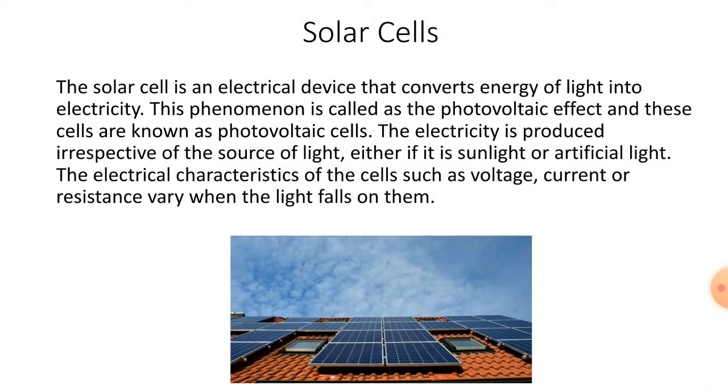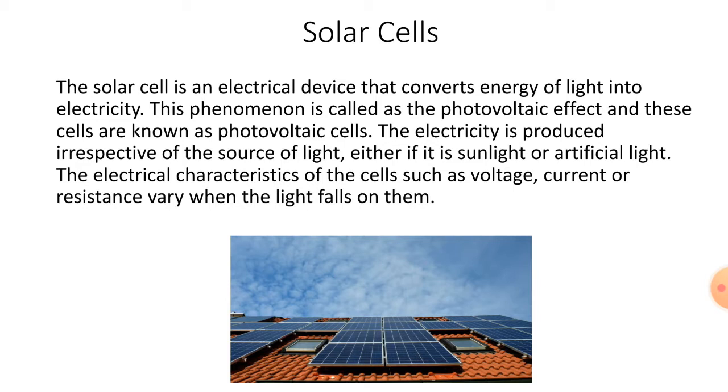Solar cells. The solar cell is an electrical device that converts energy of light into electricity. This phenomenon is called the photovoltaic effect, and these cells are known as photovoltaic cells. The electricity is produced irrespective of the source of light, either sunlight or artificial light.